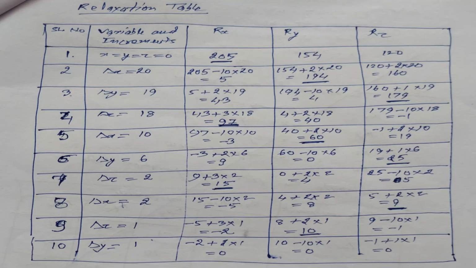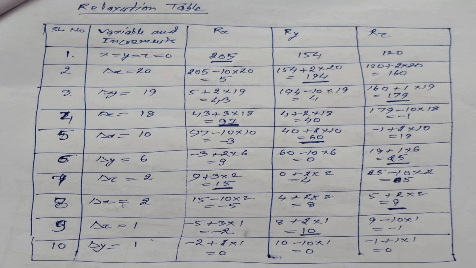Now, Ry is 60, which is the greatest. So, if we take delta y equal to 6, then Ry becomes 60 minus 10 into 6, that is 0. Correspondingly, Rx becomes minus 3 plus 2 into 6 equal to 9, and Rz becomes 19 plus 1 into 6, that is 25. Now, Rz equal to 25 is the greatest residual.